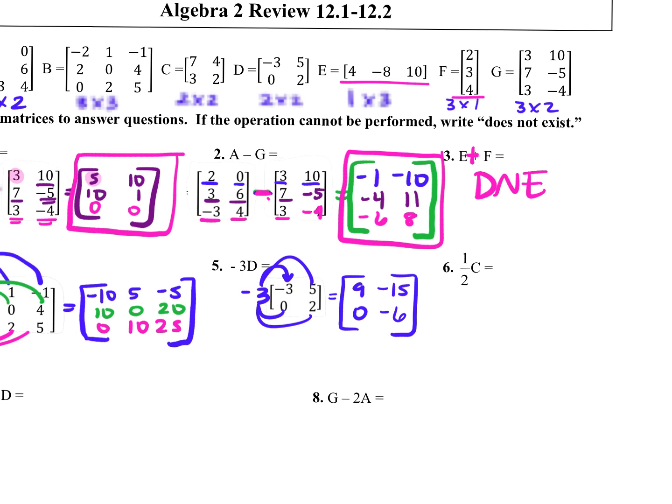Okay, same idea on C. You're going to take that 2 by 2 and multiply it by a half, which would be the same as dividing everything by 2, essentially. So half of 7, you would get 3.5. Half of 4, you get 2. Half of 3, you get 1.5. And half of 2, you get 1.